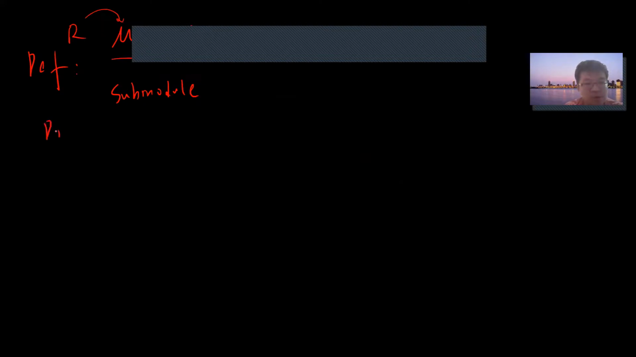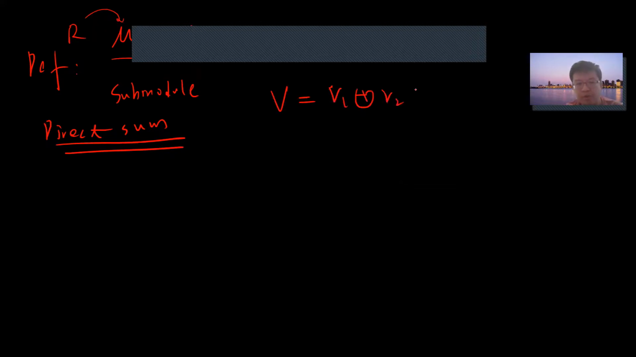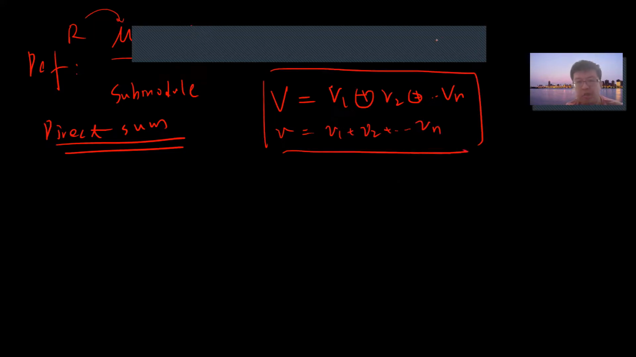Let me talk about direct sum. This is the important part. In a vector space, the direct sum is somehow easy. If you write V as the direct sum of V1, V2, up to Vn, what you are saying is that given any v, there is a unique way to write it as v1 plus v2 up to vn. This is the direct sum in linear algebra, or basically in a vector space. A vector space is a special module, if you work over a field.